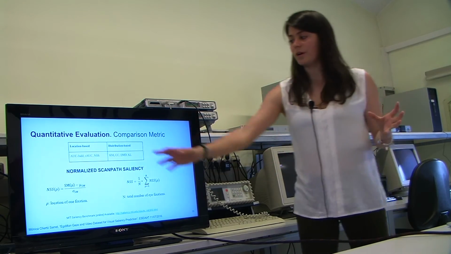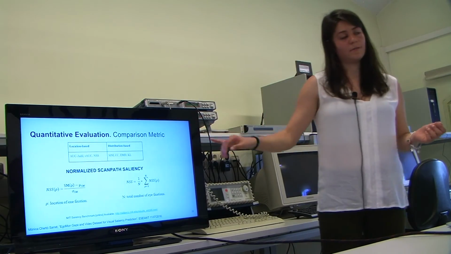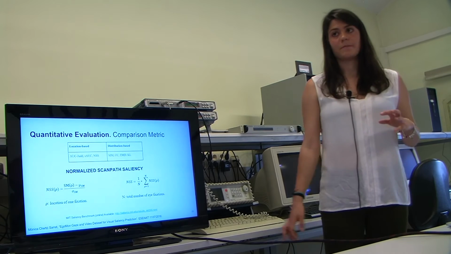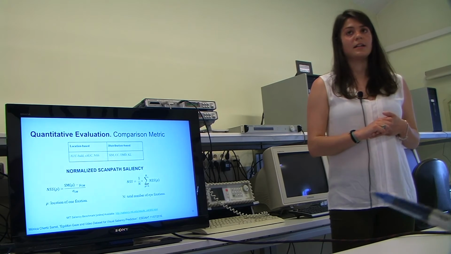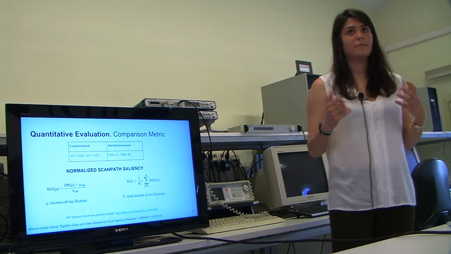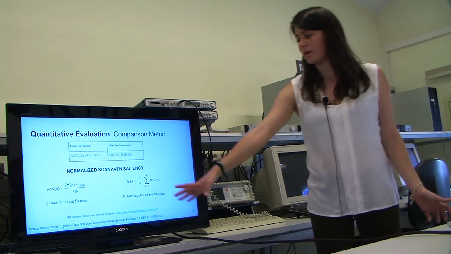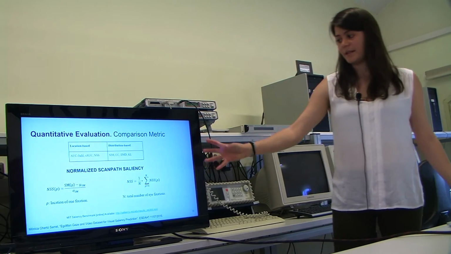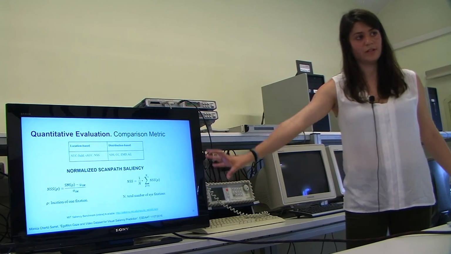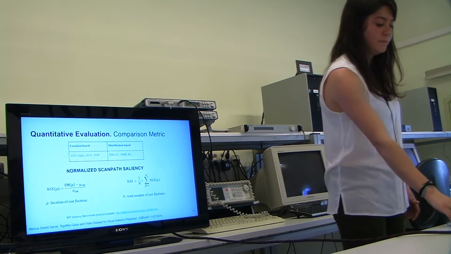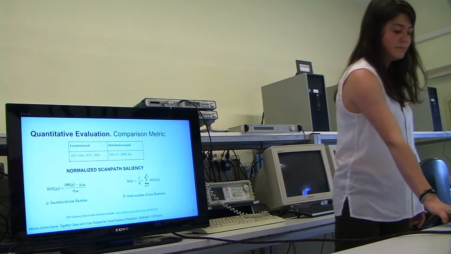We used one of them, NSS, normalized scan path saliency, because SalNet was presented in a benchmark at MIT, and it got the best result in this metric. So we decided to use this metric. Here we have the explanation of the metric that compares the location of the fixations with the 2D image of the saliency model. Here we can find the link to the results of the MIT benchmark.